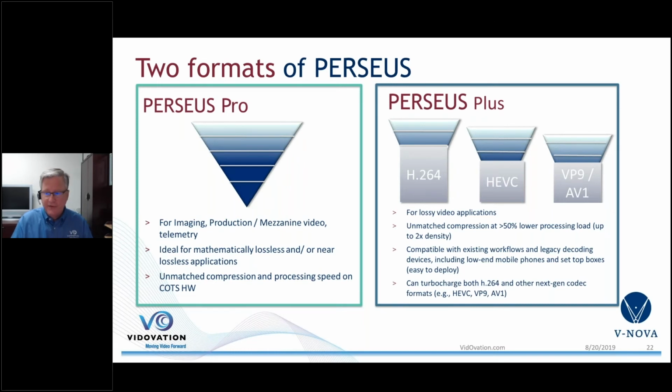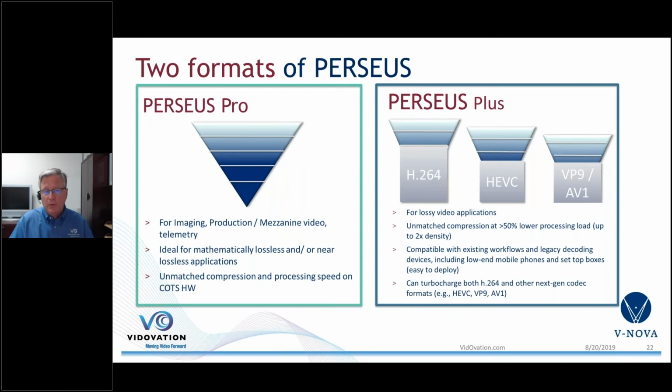So today I concentrated mostly on what's known as Perseus Pro. That's the contribution grade codec we see being used for production, a mezzanine type compression standard. I could even see this maybe being used for archival purposes. Having a higher bit rate, a higher quality, near lossless for archival purposes. So you get unmatched compression and processing speed and no exotic hardware. Commercial, carrier grade, commercial off-the-shelf hardware.